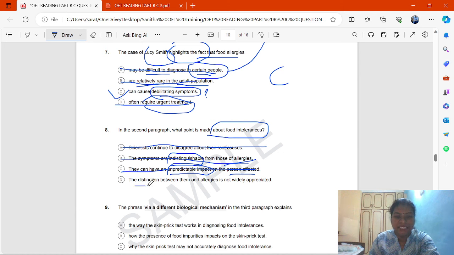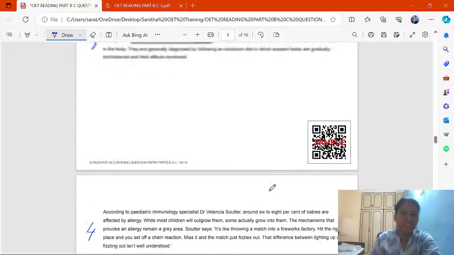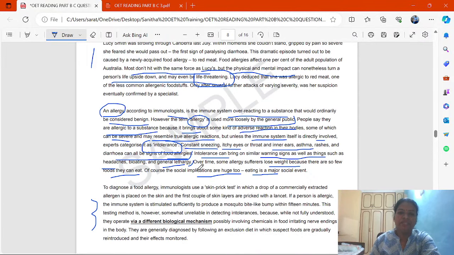See, the distinction between allergies and food intolerance is not widely appreciated. The difference between food allergy and food intolerance is not widely appreciated. Allergy means the immune system is directly involved, but food intolerance is different. But what is the approach of the population? The term allergy is used more loosely by the general public.